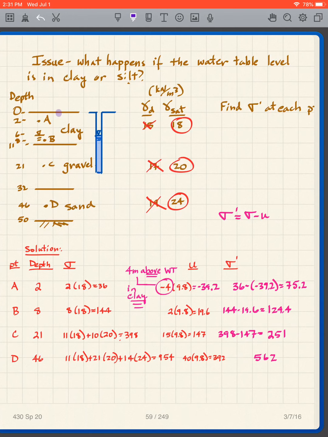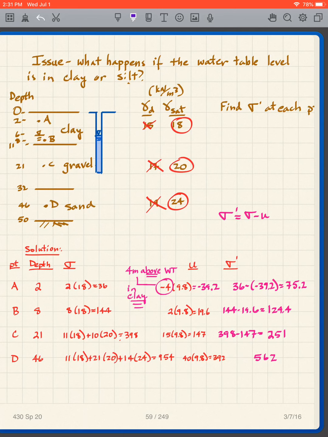Point D, I've got 11 feet of saturated clay, 21 feet of saturated gravel, meters, and 14 meters of saturated sand. So 11 times 18, 21 times 20, 14 times 24. I get 954. So yeah, it's important that you remember whether you're working in English or metric.